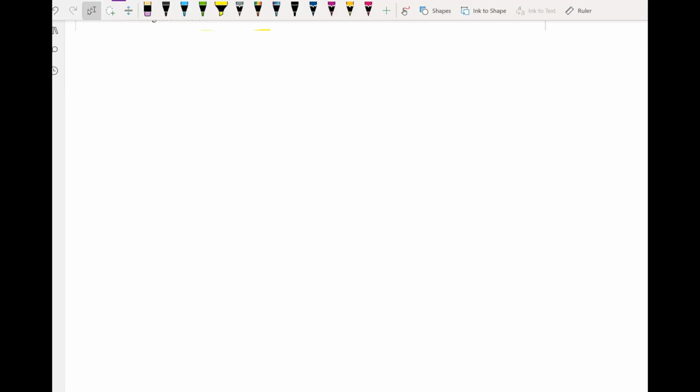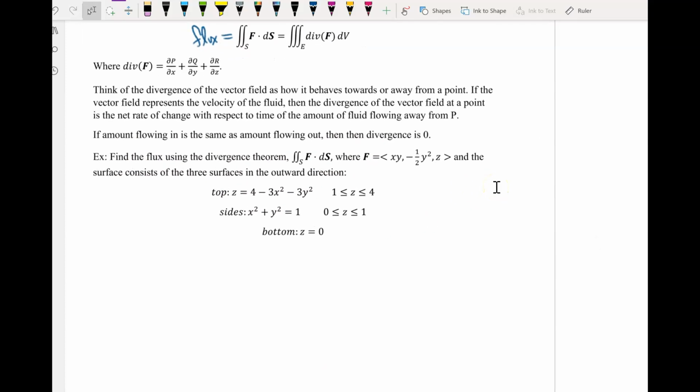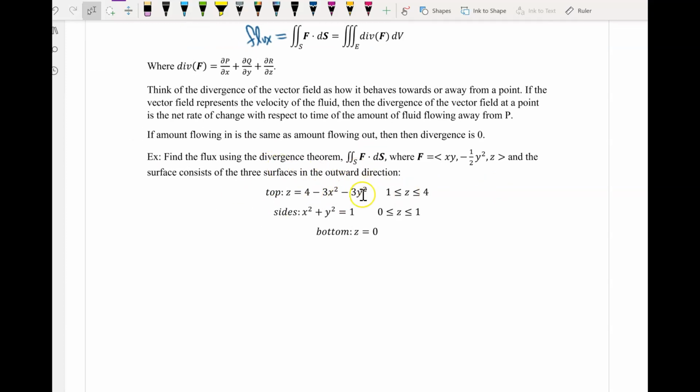Just to remind you, we want to find the flux using the divergence theorem. Here the surface consists of all 3 surfaces: top, sides, and bottom. So this is a closed surface, because you have all these 3 different components. We're not going to worry about the normal vector or look at all of the 3 surfaces. Instead, we're going to take a triple integral over the divergence. So our flux is equal to the triple integral over the region E of the divergence of F.